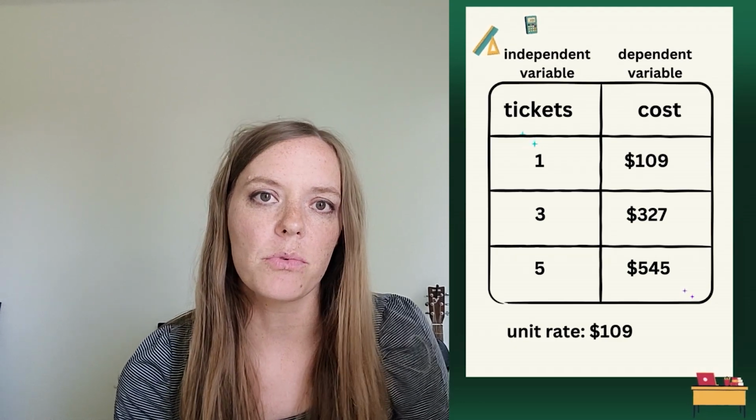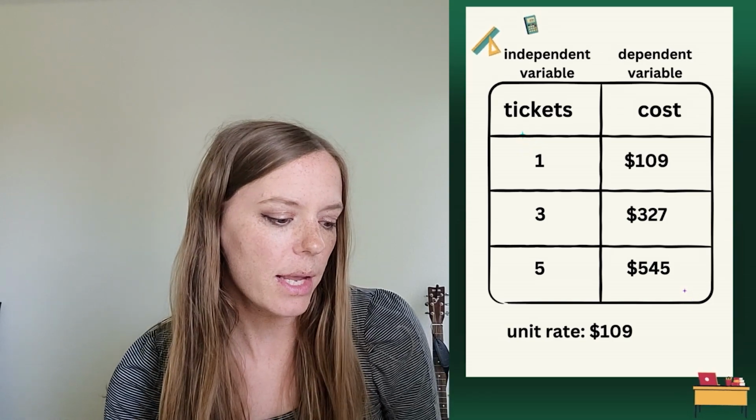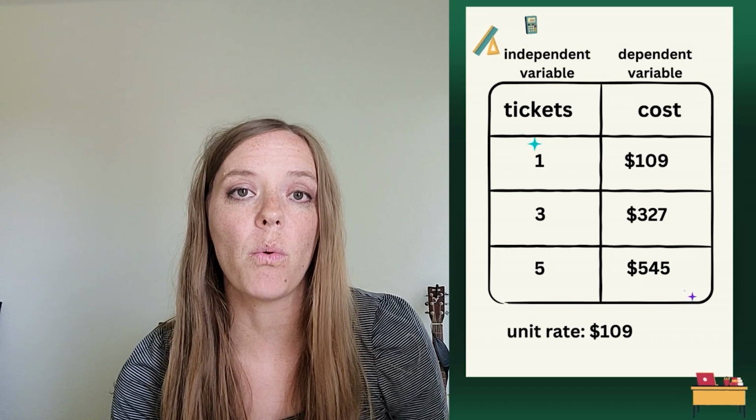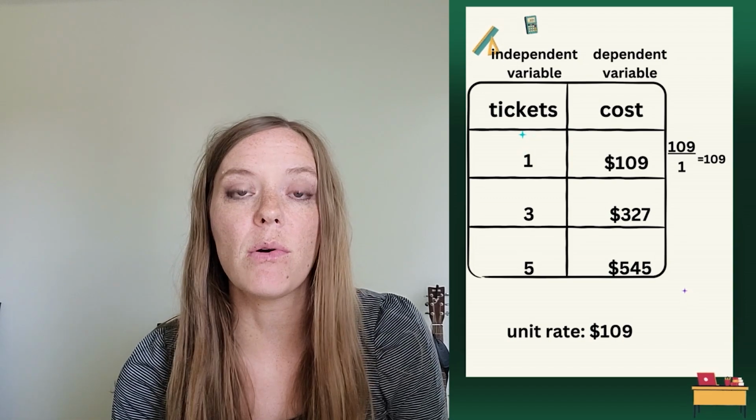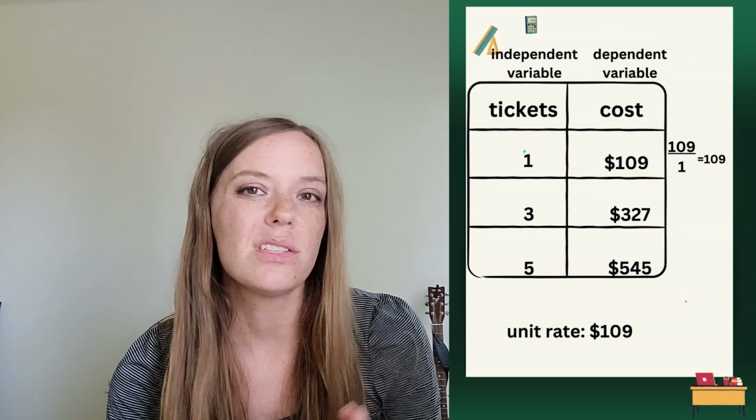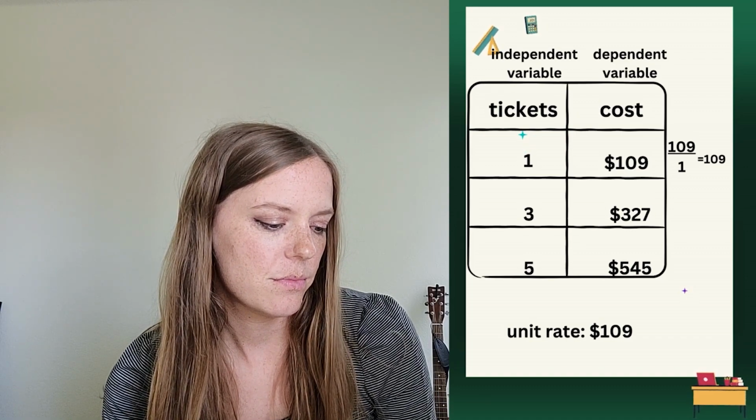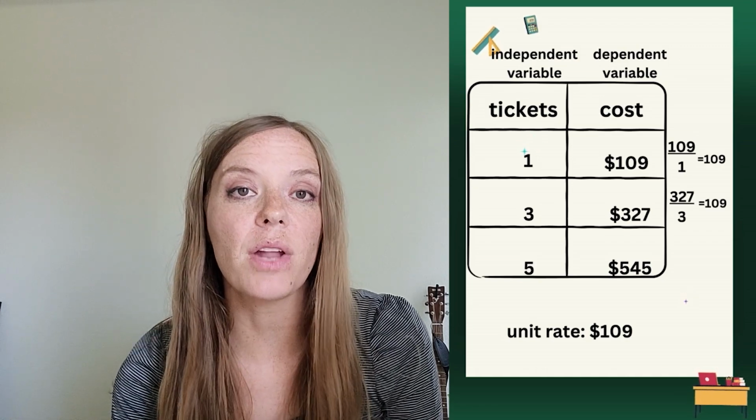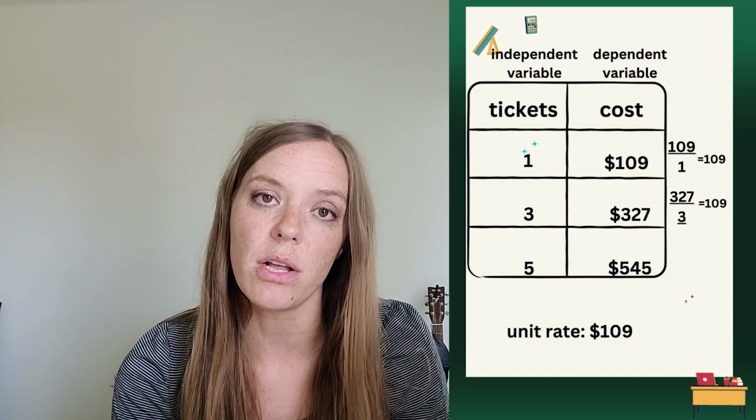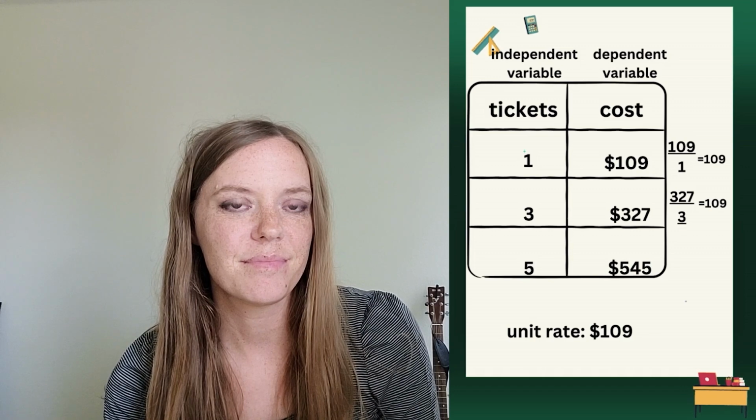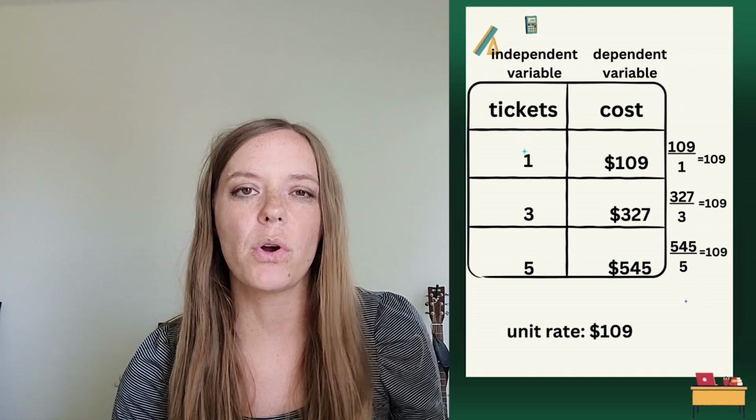So what is the pattern or rule or relationship to get from 3 to 327? I like to write it as a division problem. So 109 divided by 1 was 109. Now, can you pause the video and find out what is 327 divided by those three tickets? Okay, I got 109 also. Now let's pause the video again and find out the five tickets. So $545 divided by 5. Yeah, 109 again.